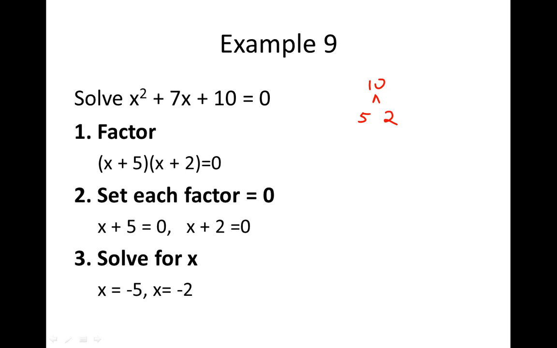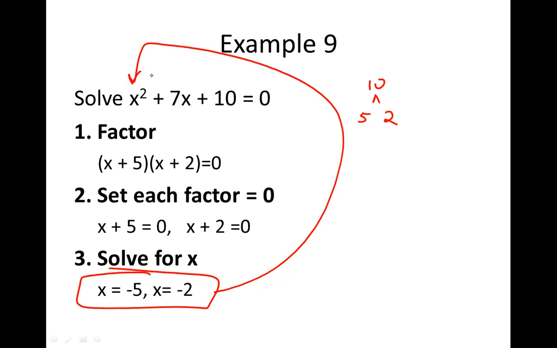And again, we should be able to plug these values back in, right? If you plug these values back in for x, we should get a true statement. Negative 5 squared plus 7 times negative 5 plus 10 needs to be 0. Same thing with negative 2.